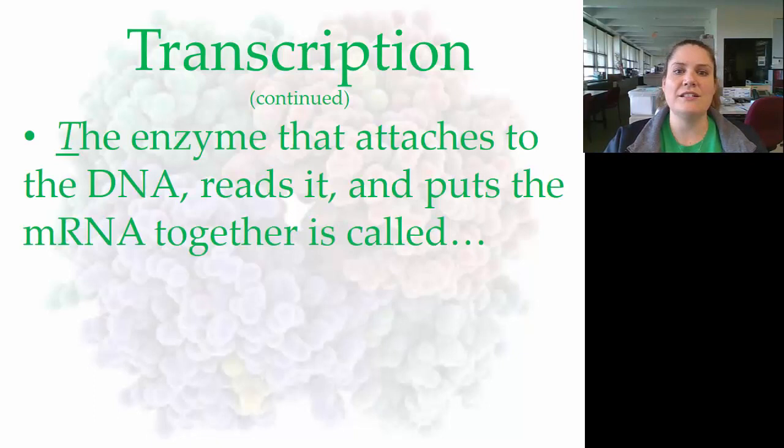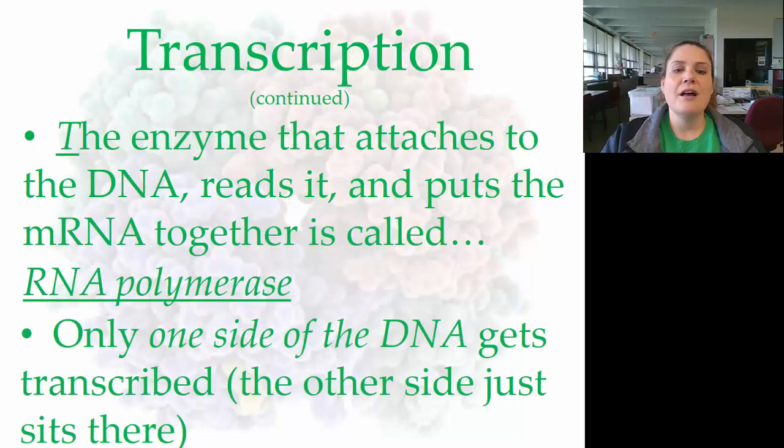The enzyme that attaches to the DNA, look at that fancy underline, I don't know why that's there. The enzyme that attaches to the DNA and reads it and puts the mRNA together is called a really logical name, and I bet you can figure it out if you think about an enzyme you knew of before. What do you think the name of that enzyme would be if it's going to make a big molecule of RNA? RNA polymerase, right? Just like there was DNA polymerase, now we have RNA polymerase.